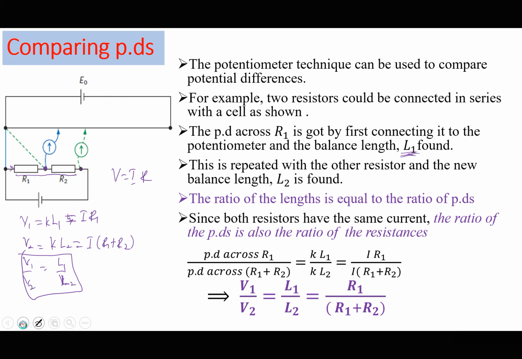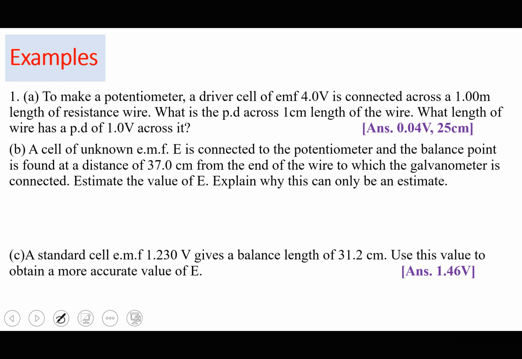Example: to make a potentiometer, a driver cell of EMF 4 volts is connected across 1 meter length of resistance wire. What is the PD across 1 centimeter length of the wire? Of course, 1 meter is 100 centimeters. So if I want the PD across 1 centimeter, that is a constant, which is going to be 4 divided by 100, which is 0.4 volts per centimeter.